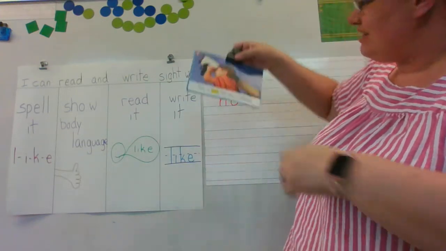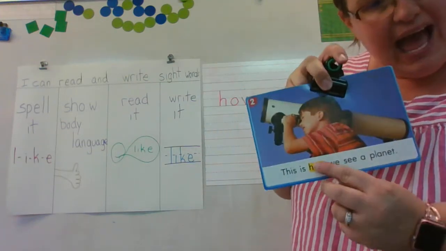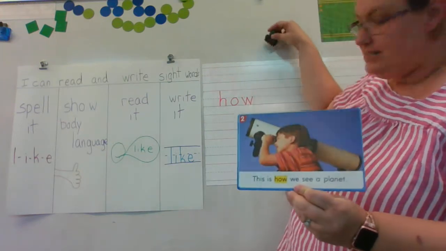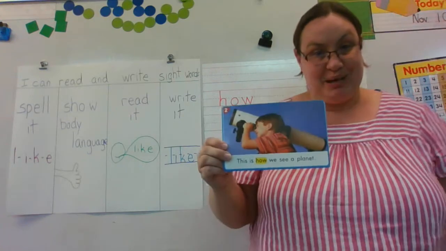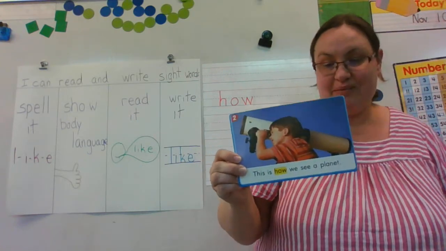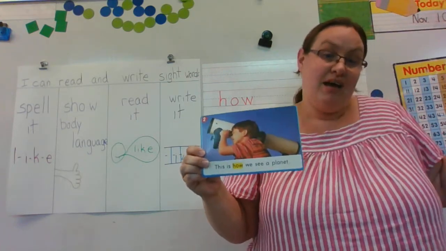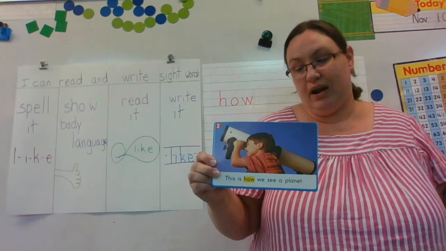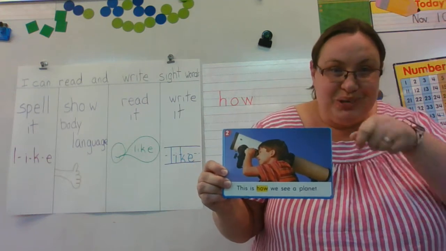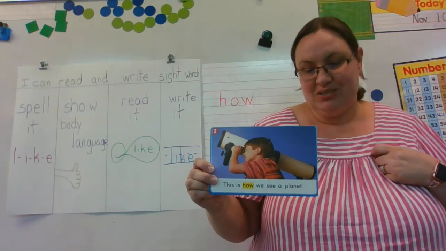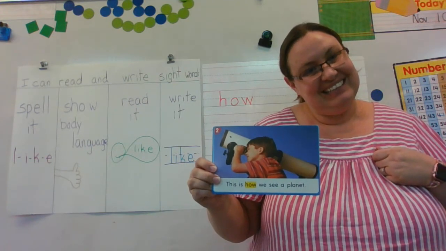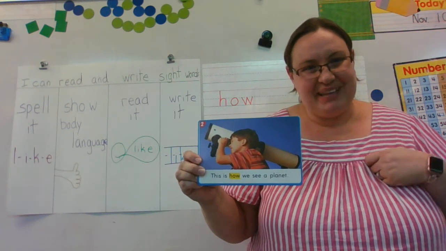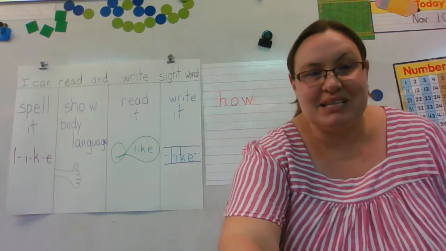All right, here's a little card. This is how we see a planet. The word how tells us about the way we do something. I might say, I know how to make a paper airplane. Or I might ask a question. Do you know how to ride a bike? See if you can use the word how in a sentence with your family at home. Ask them a question maybe.